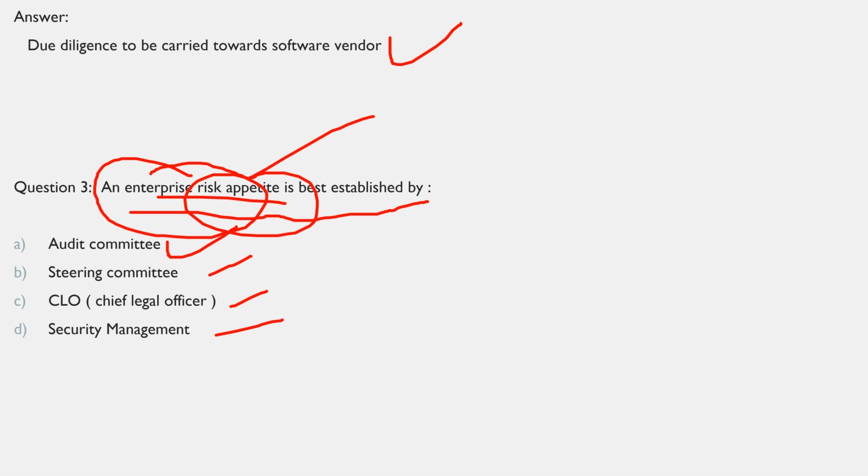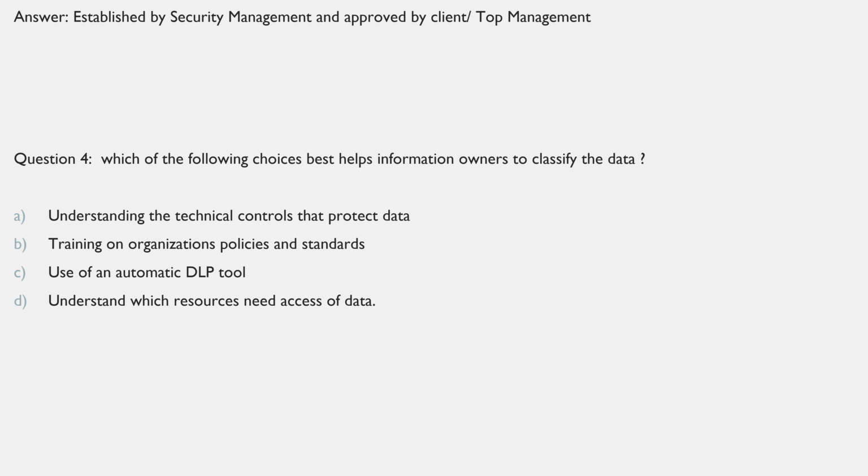You can pause here if you need more time. So it is established by security management and approved by top management, right? Because guys, security management is responsible to manage these kinds of things, right? And the rest of the options are not correct here.